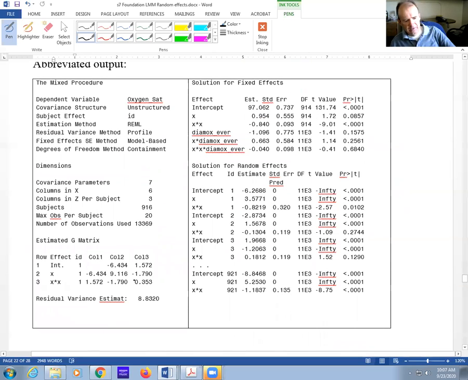There's some interesting things that you see for this data set. Well, first of all, we have a really big data set. You can see that number of records used, almost 14,000. So it's a really big data set. So it shouldn't be too surprising that a lot of the effects are significant. But there's some curious things that we see with the G matrix and with the solution for random effects.